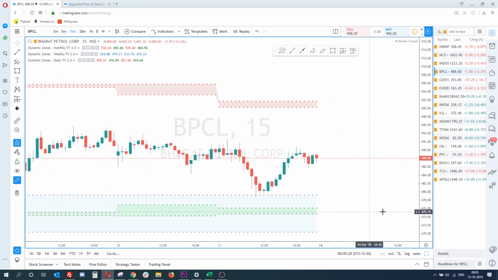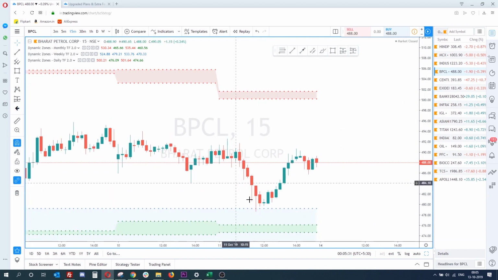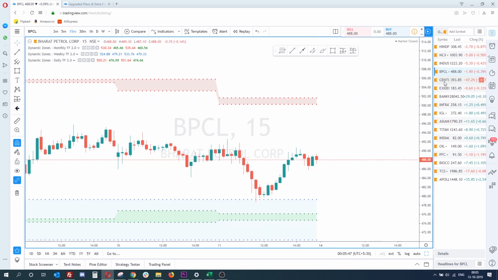So it is important that you consider other factors as well, apart from the strategies, like the candlestick patterns and the price action. Only when you combine two or three things will the trade come in your favor, right? So yeah, that is something you should keep in mind.